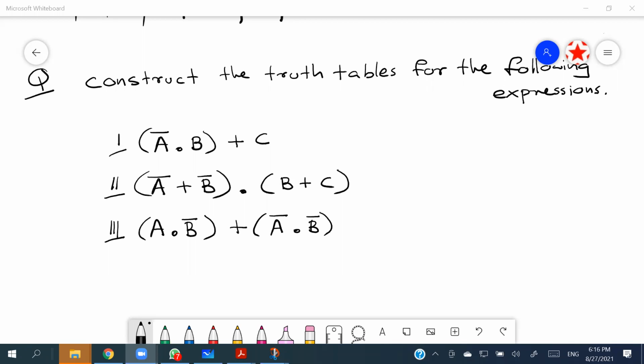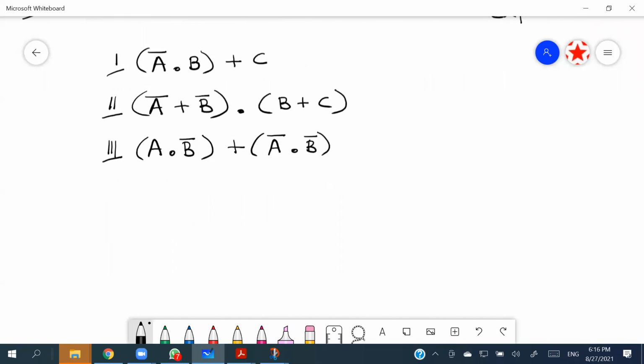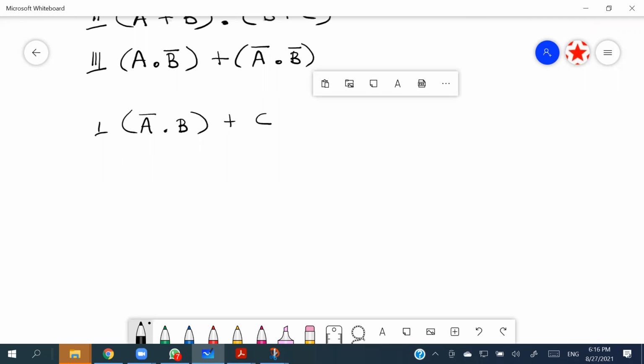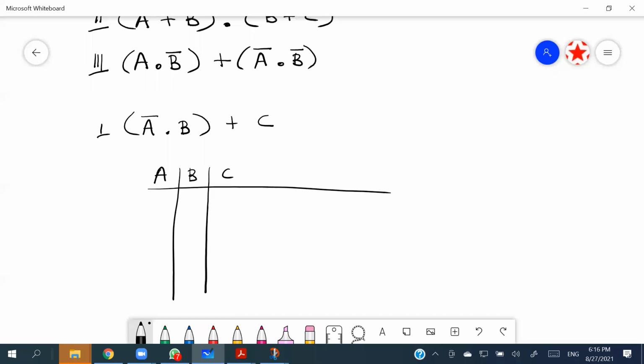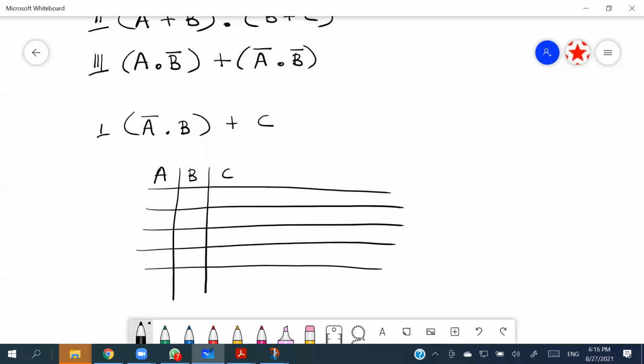Okay, so I'm going to do the first one. So here it comes. This is for the people who are still doing this, and to do your corrections as well, right? So the first one, the expression is a bar dot b brackets plus c, right? So we got three variables over here. So we know we need to draw a truth table which has 3 input columns with 8 different rows, right? So let me create those.